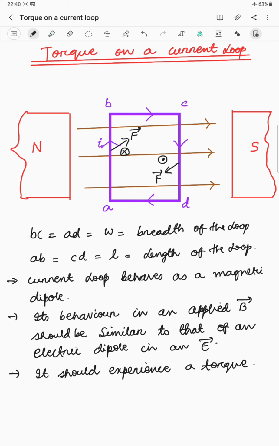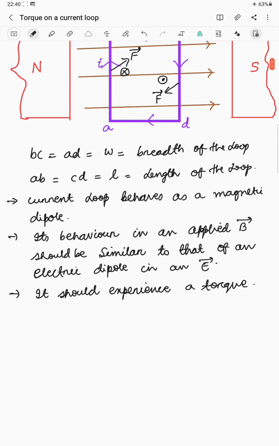Then you can ask me, sir, what about the AD and BC contribution? There will be no contribution as theta is equal to 0 here. So no force on them. Only the force is going to fall on AB and CD, for which it will try to rotate. One force is inward, the other one is outward. So it will try to rotate the current loop. Okay, so let me write this.